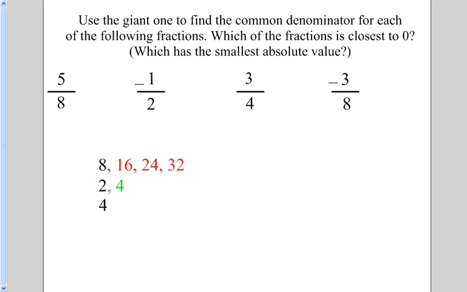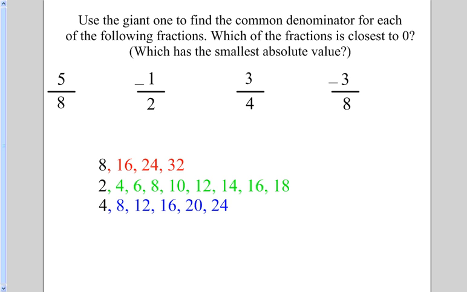2 times 1 is 2, times 2 is 4, 6, 8, 10, 12, 14, 16, 18. Multiples of 4 are 4 times 1 is 4, times 2 is 8, 12, 16, 20, 24, 28, 32, 36. Okay, so those are the multiples. And we can see that we have 16 in each of the different rows, but there's a smaller number. 8 is actually the denominator that's the smallest that they have in common, or the multiple that's the smallest that these have in common. So that's the least common multiple for 8 and 2 and 4.